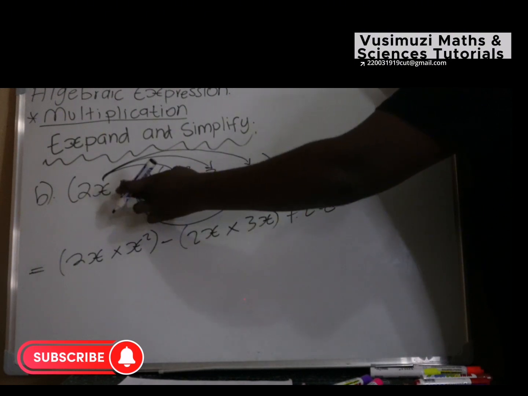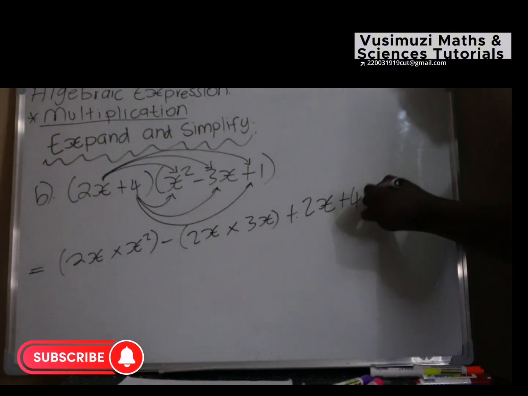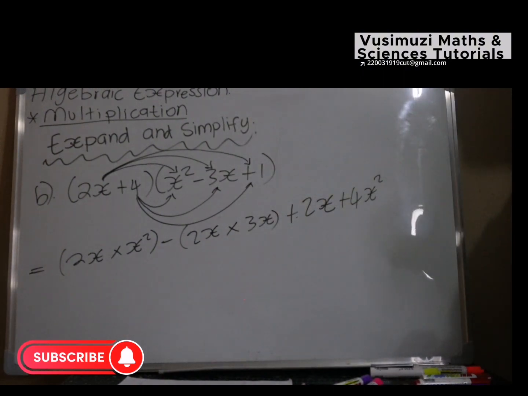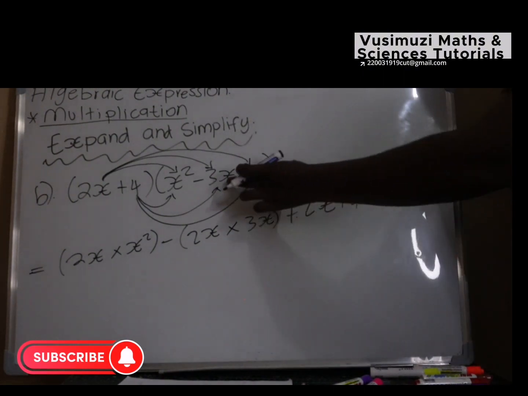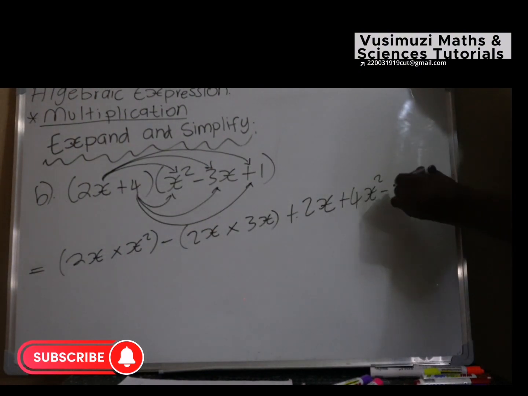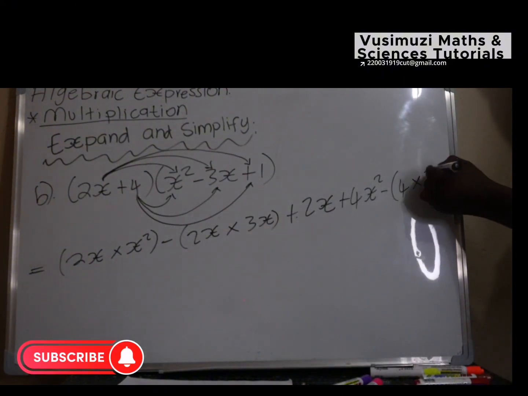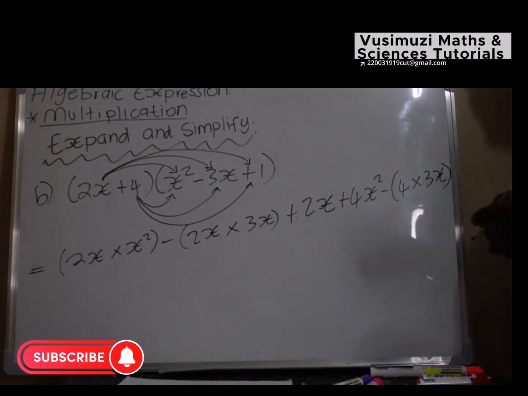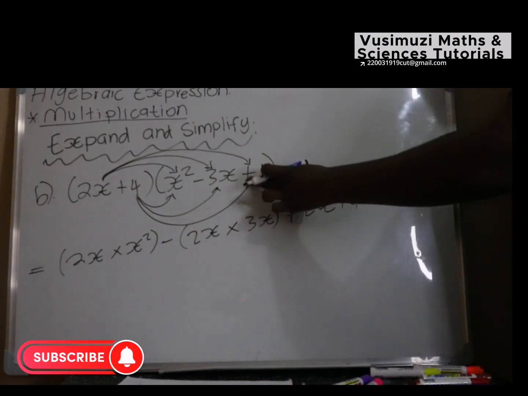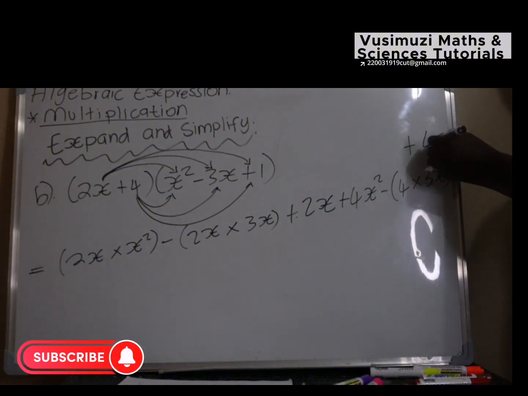4 times x squared. Positive times positive is positive. 4 times x squared is 4x squared. Simple. We come to the second term in the trinomial, which is negative 3x. 4 times negative 3x. Positive times negative is negative. 4 times 3x is 12x. Simple. Then the last one, positive times positive is positive. 4 times 1 is positive 4.